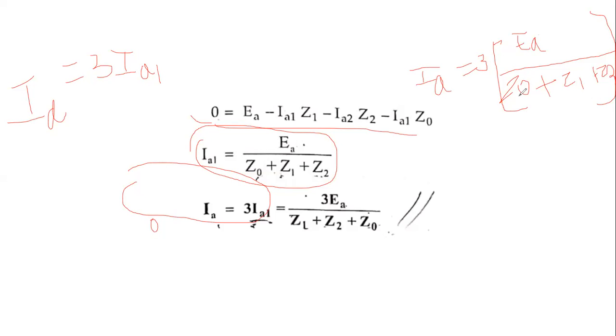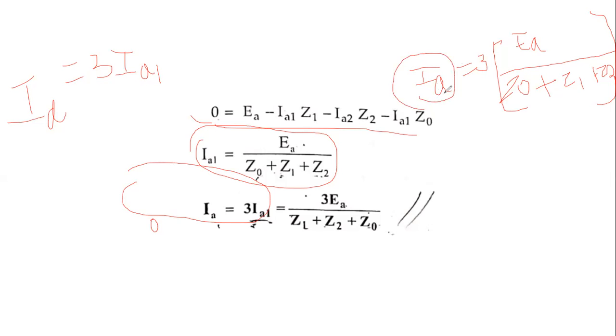Z0 is the zero sequence impedance, Z1 is the positive sequence impedance, and Z2 is the negative sequence impedance. This is the fault current formula when the fault is obtained between the B and C phases. That means the B and C phases are short circuited, because the fault is obtained between the two lines, the B and C lines. Therefore both the lines are in the short circuited condition. In this case we are calculating the fault current at A phase.